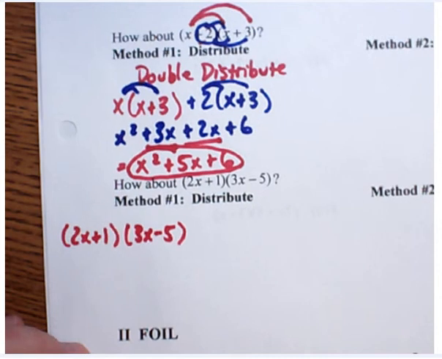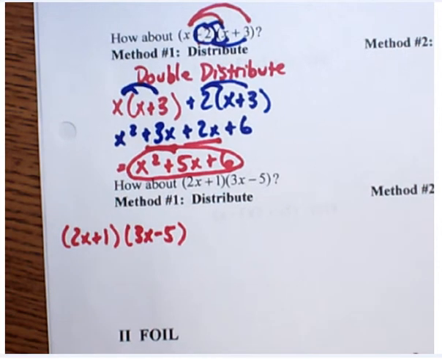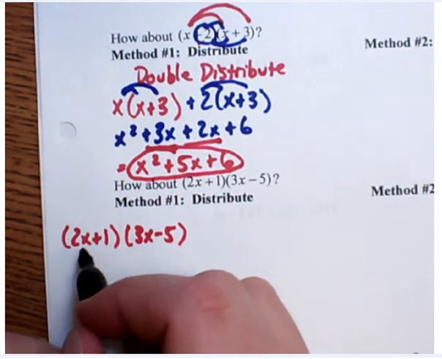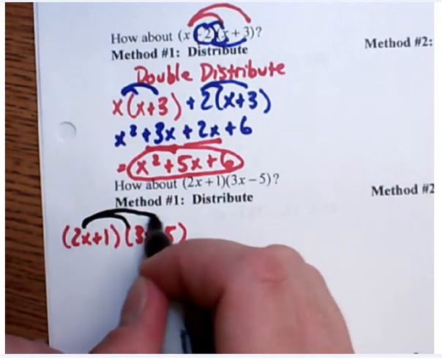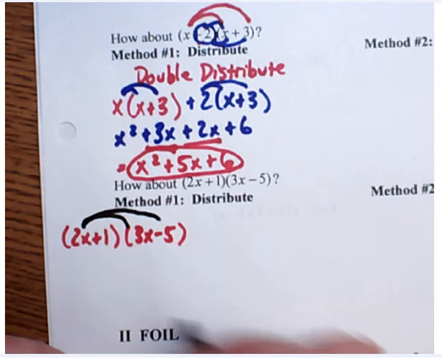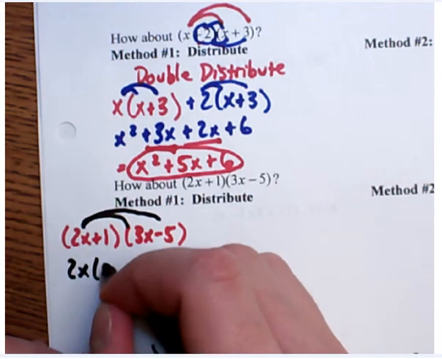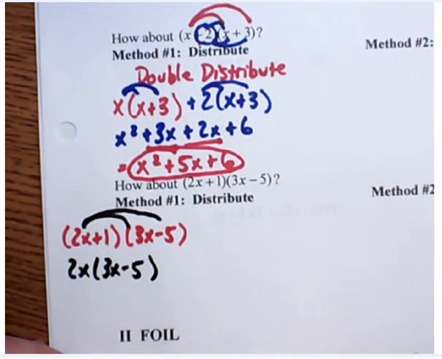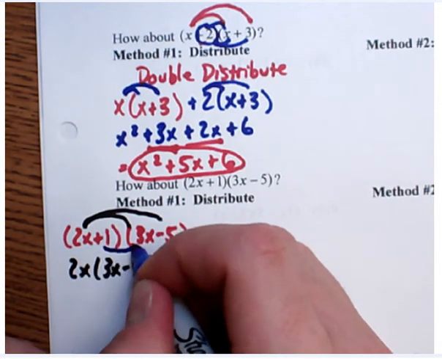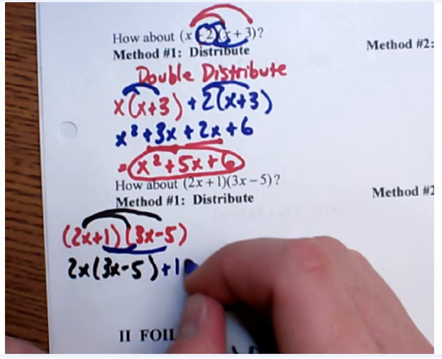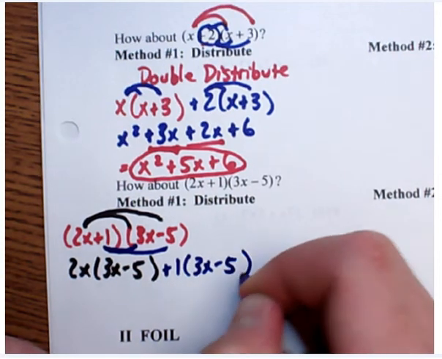All right, so what's the process? Well, when you distribute, everything in the first parentheses, so 2x, has to multiply both of these terms. So I'm going to write down 2x times 3x minus 5. And then also, you have to take the 1 times both of these. So that's plus 1 times 3x minus 5.